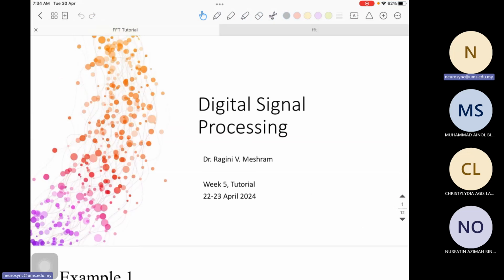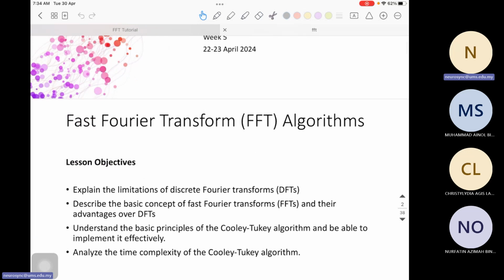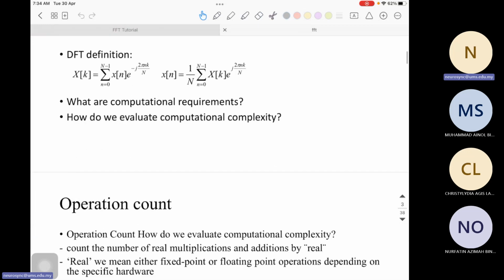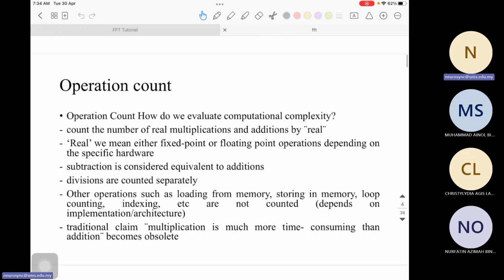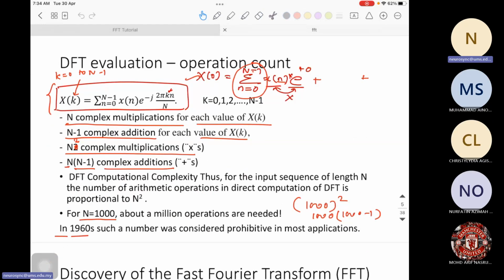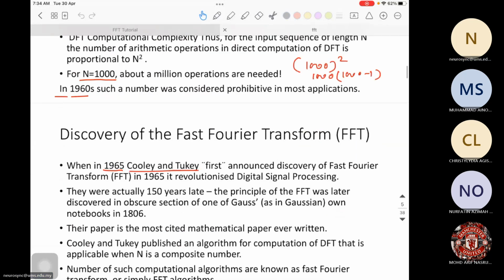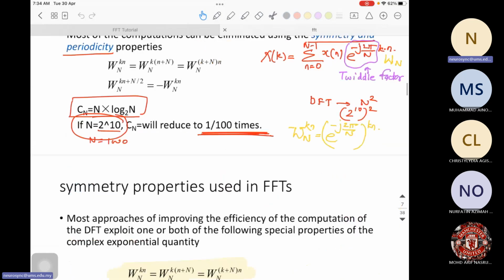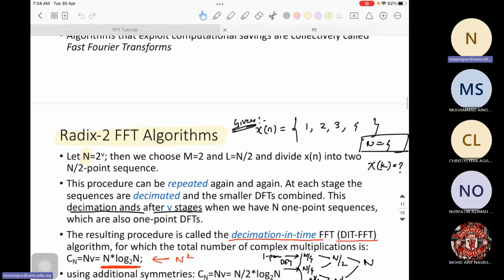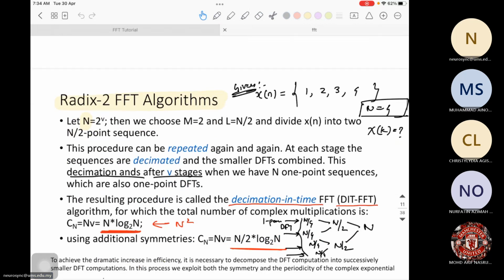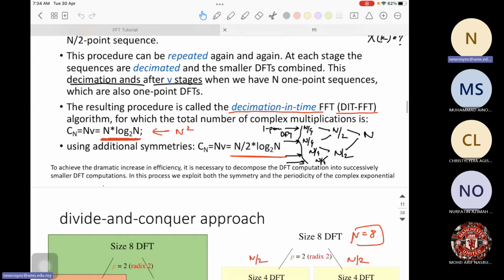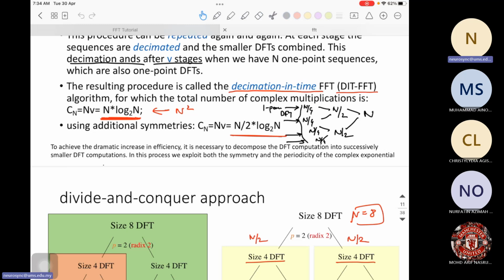Okay, so basically today we will see the examples on this FFT, fast Fourier transform. In FFT, we divide the data set into two or more subsets, until we get the smaller length DFT, that is one DFT. And by combining all the solutions of the subsets, we will get the solution of the original data set.